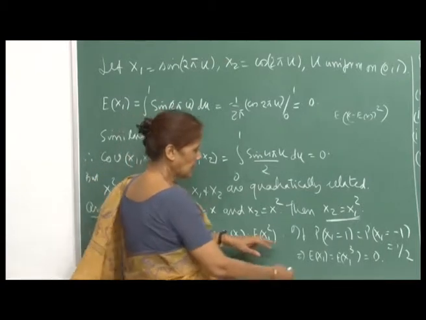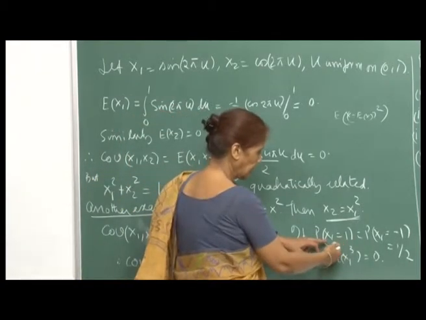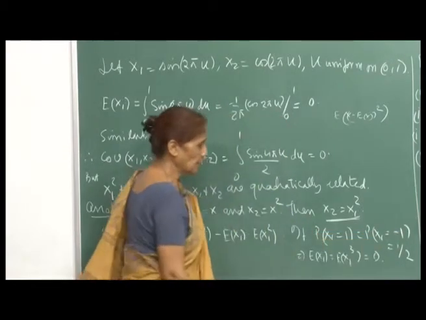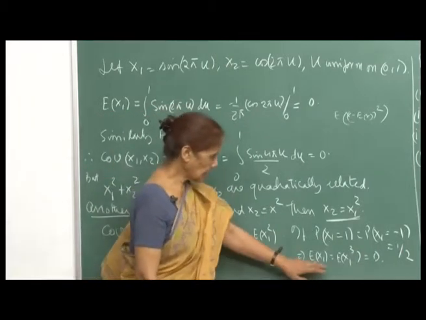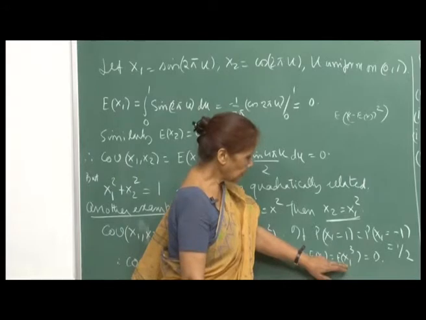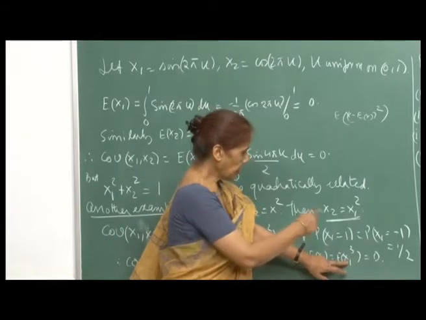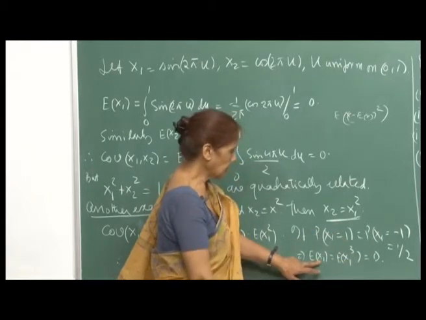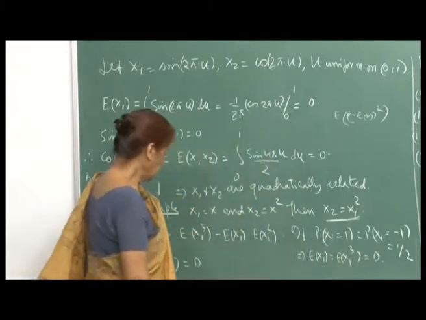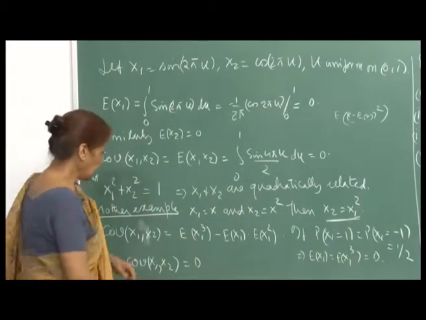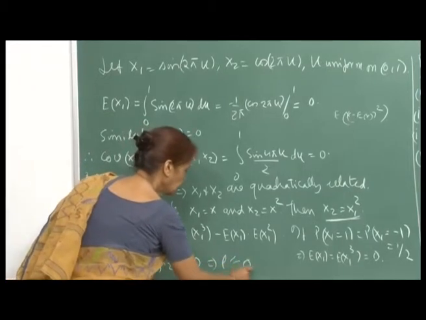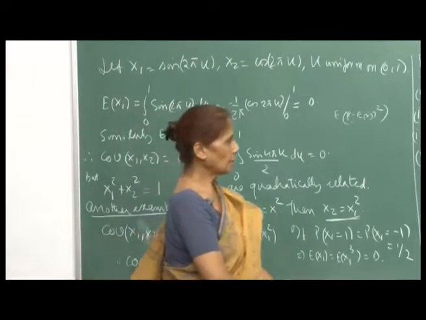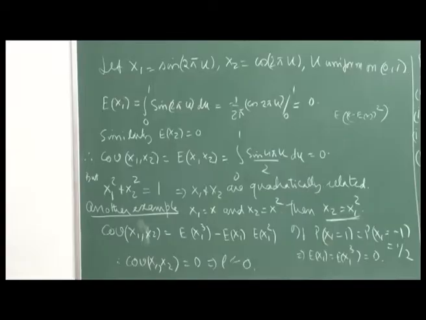Now, if I take x 1 to be a variable which takes two values, 1 and minus 1, both with probability half, then you see expectation x 1 is 0 and expectation of x 1 cube is also 0, because this will be 1 into half, then minus 1 into half, and this will be 0. So, therefore, your covariance is 0, and that will imply that your rho is 0, right. So, the variables are uncorrelated, but certainly they are not independent.